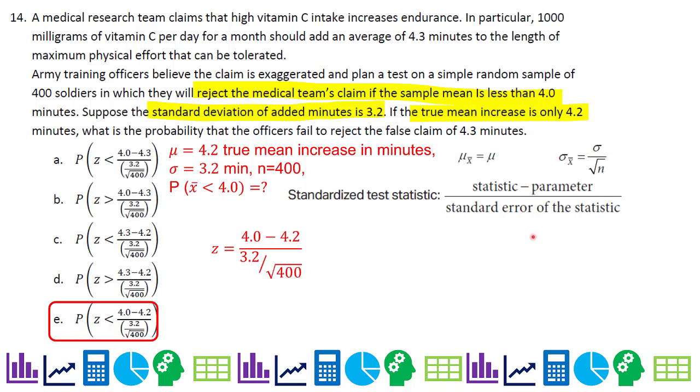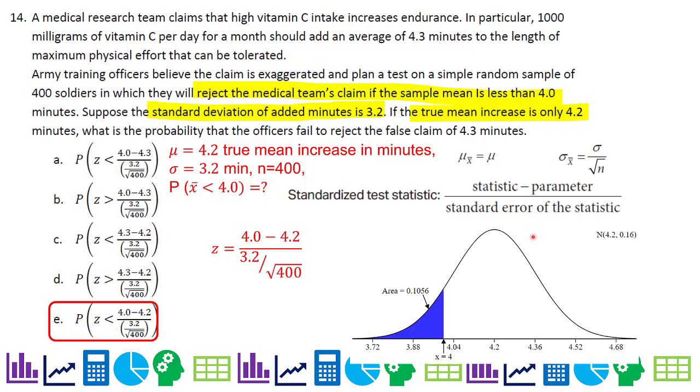Now, one way to think about it, this would be a normal distribution because we know the true population standard deviation. We adjust it for sample size, and this is the model that we would have. The true mean is 4.2. There's my true standard deviation, which is basically 3.2 divided by the square root of 400. And here is the actual probability that you would reject the null.